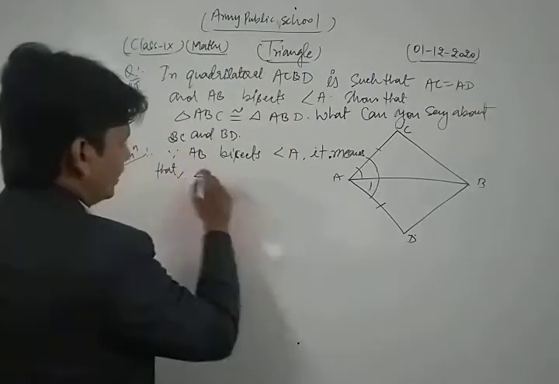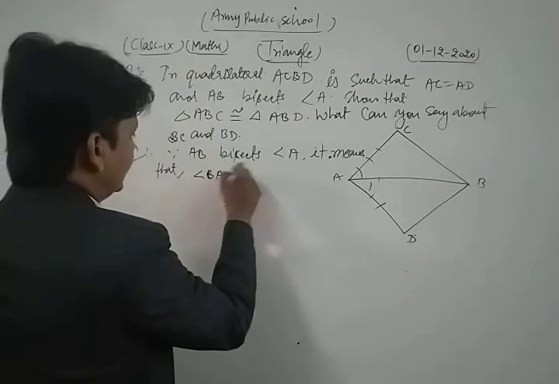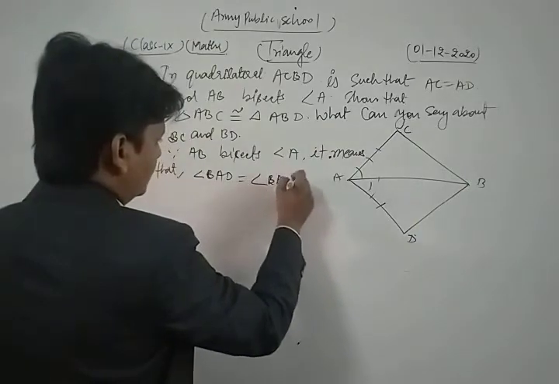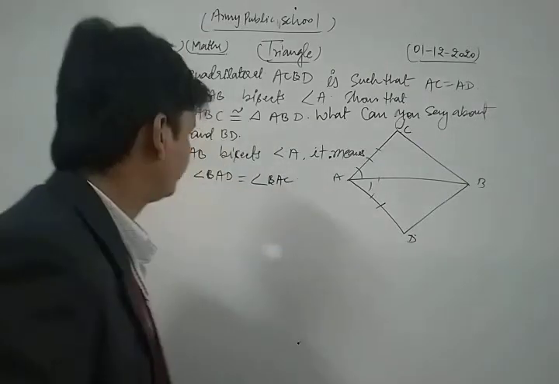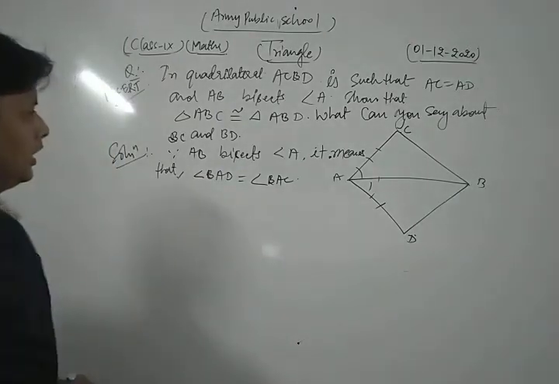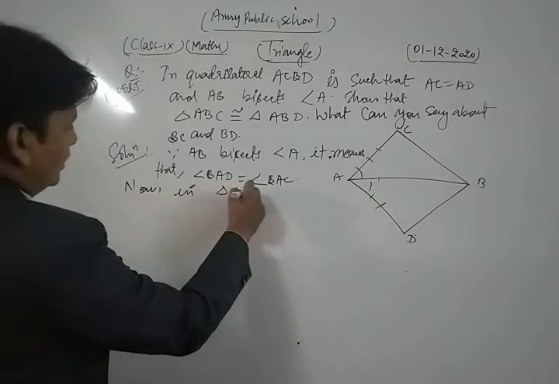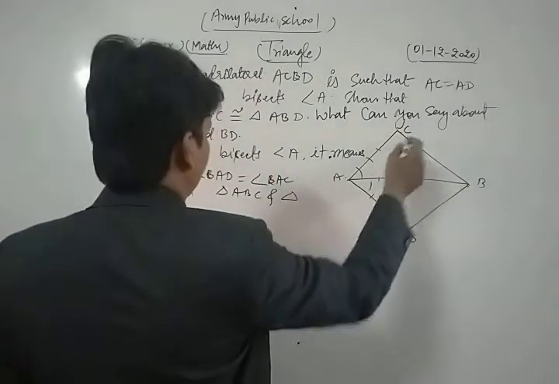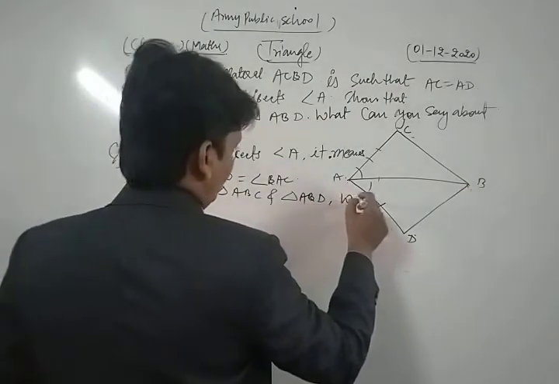Now AB bisects angle A, it means that angle BAD is the same as angle BAC. This is the meaning of that concept. AB bisects angle A, it means that this is equal to this. Now in triangle ABC and triangle ABD, what do we have? Let's see.